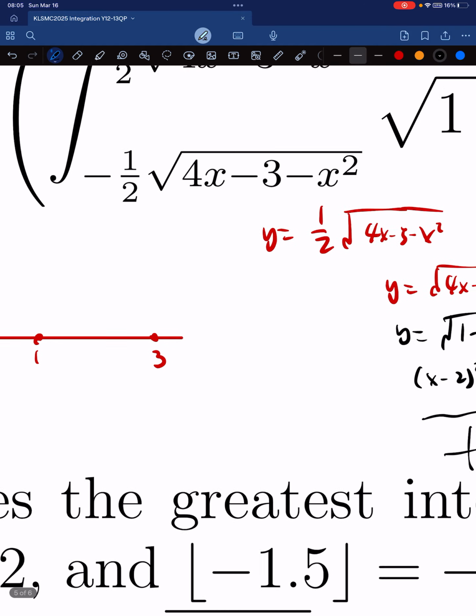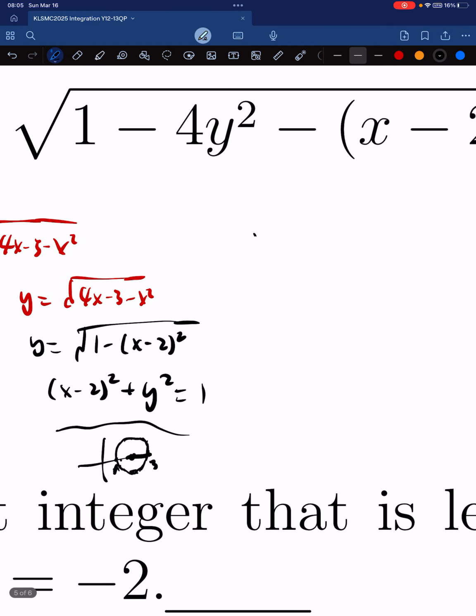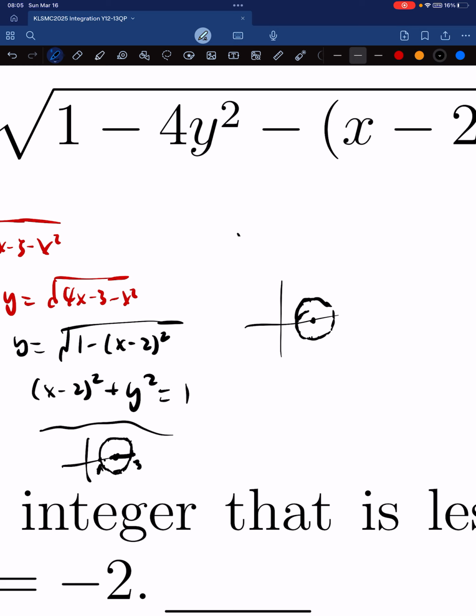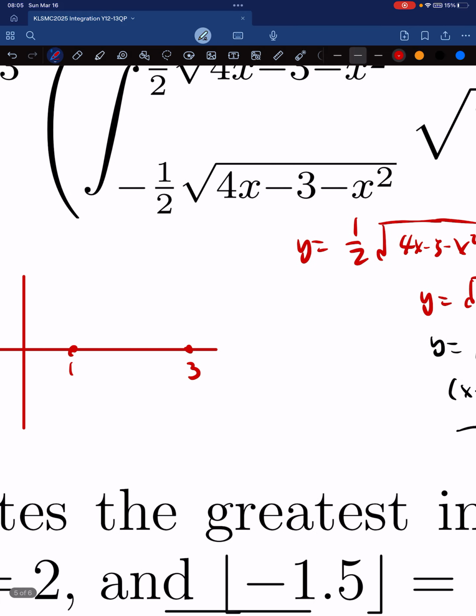But what does this 1 over 2 mean? Our circle used to be a normal circle with radius 1, centered at x equals 2. What it does is basically squeeze the y-axis, so you will get an ellipse-looking shape. This is the area you will be integrating your function over.